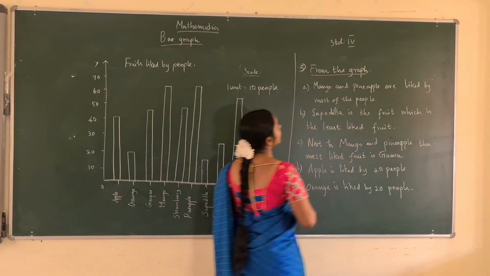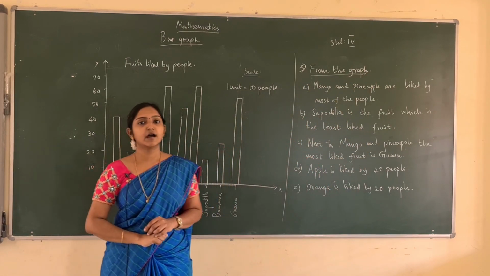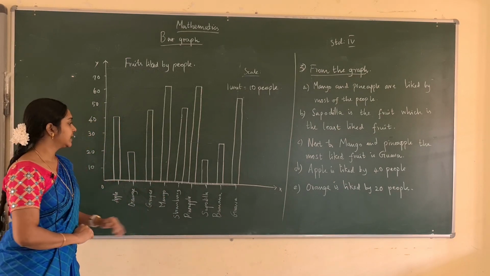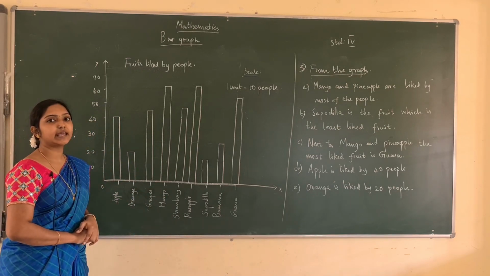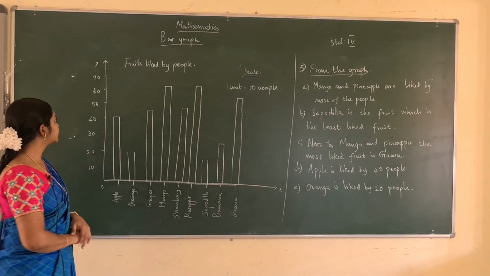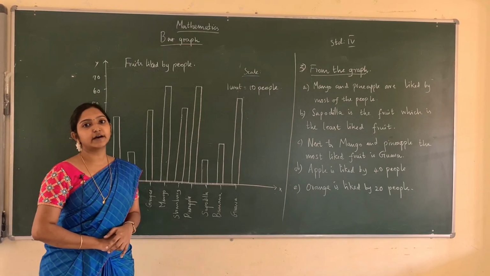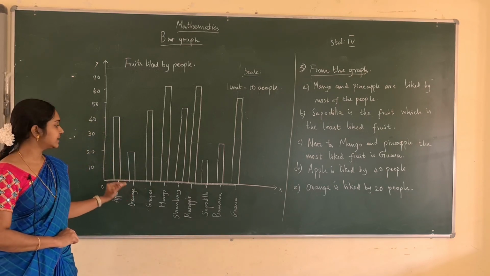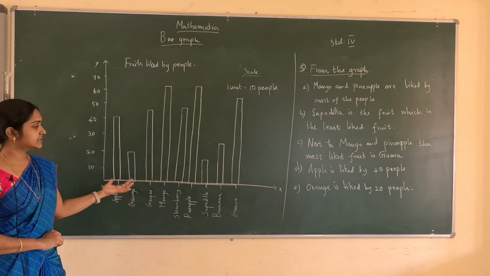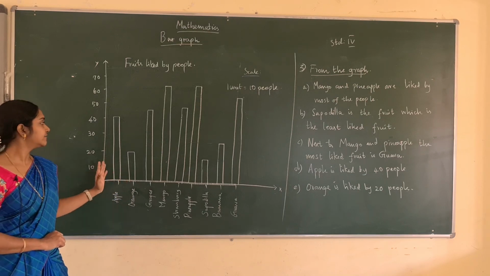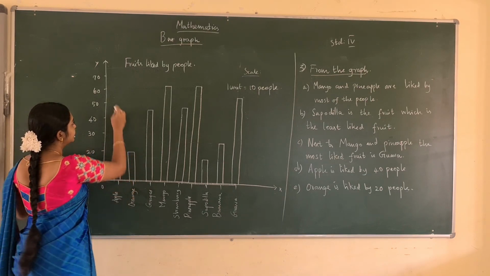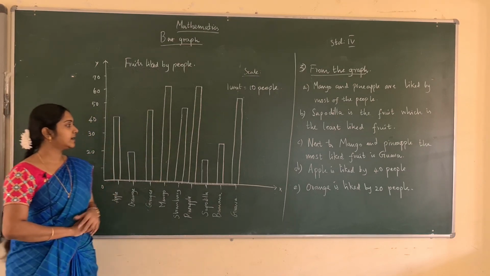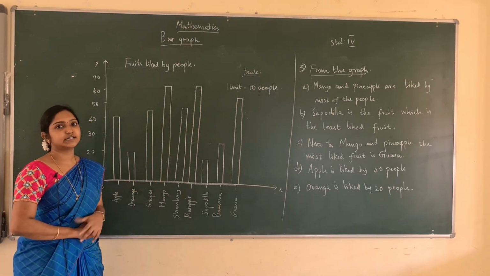So today we have learnt about the bar graph. A bar graph has rectangular bars of different heights. On the x-axis we will have the names of the items, and on the y-axis we will have the number of items. The bar graph can be either horizontal or vertical. This is a vertical bar graph. If the bars are horizontal, then it is a horizontal bar graph.